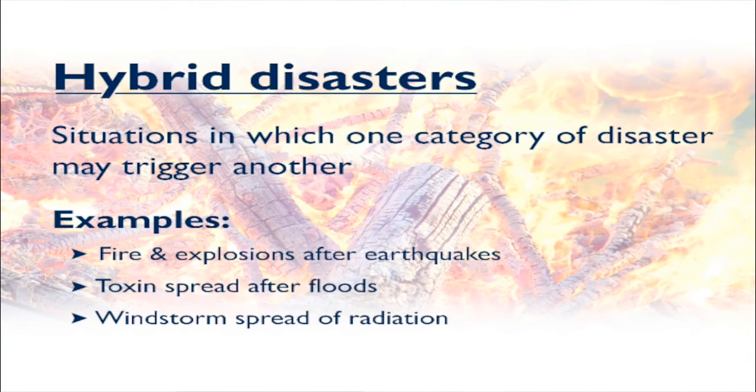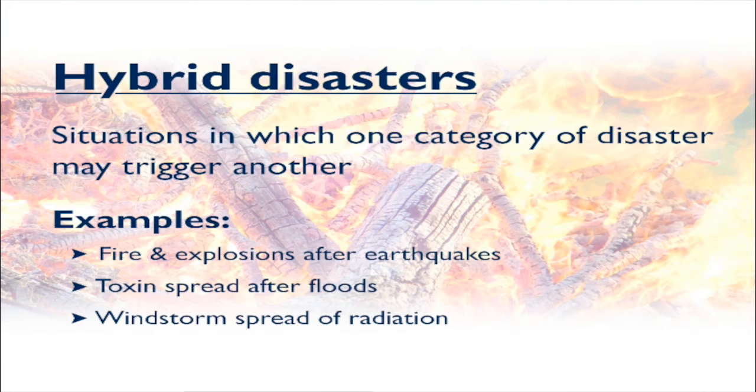I want to take a little bit deeper dive into this idea of hybrid disasters because you may not have heard that in the past, and we're really seeing that as a modern phenomenon over the past century, of course, where as technology has increased, we're seeing more of these mixtures of both natural and technological disasters that result in this hybrid. A hybrid disaster is a situation in which one category of disaster may trigger another.